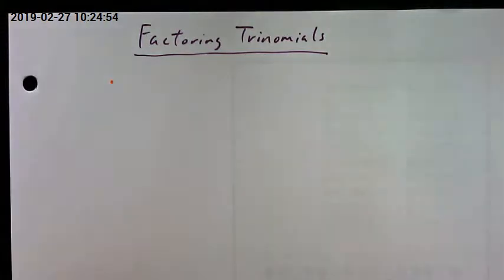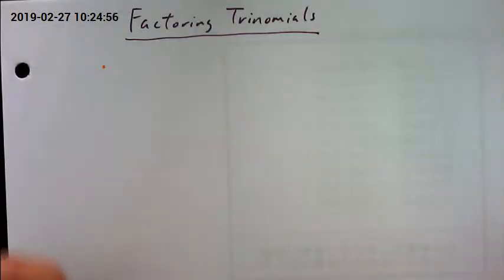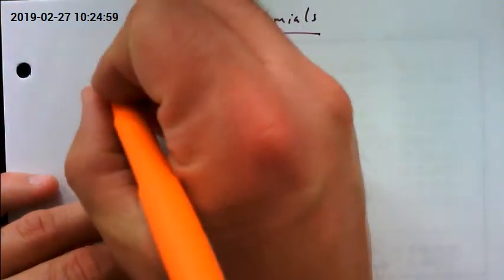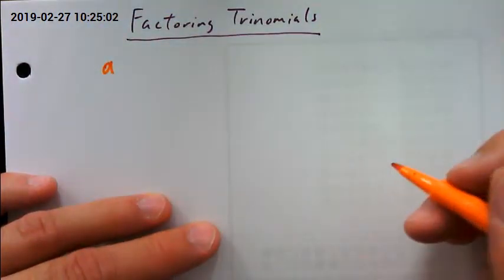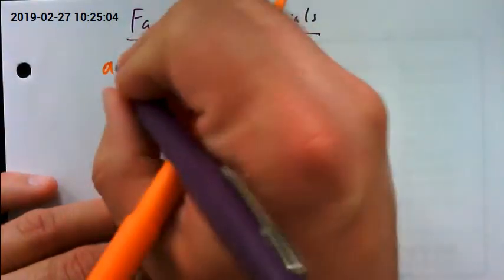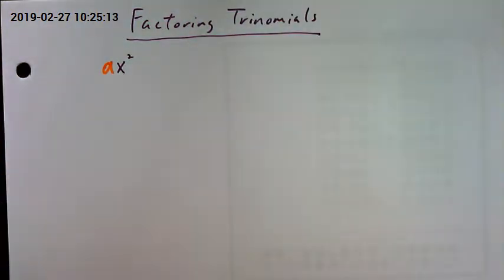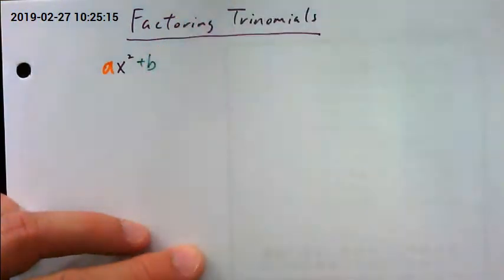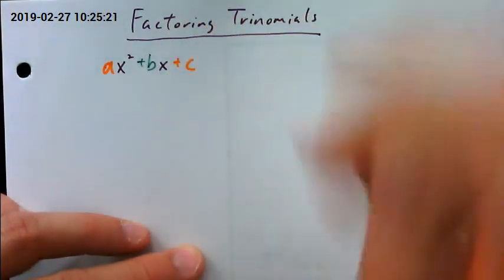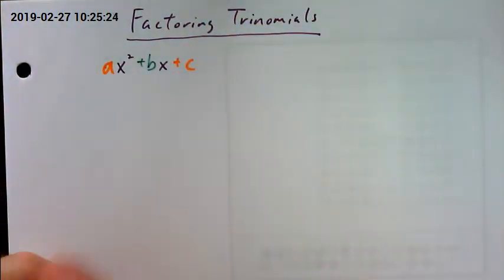All right, so factoring trinomials. Again, basically the same thing as factoring by grouping, except we're just doing extra steps. Normally when we factor a trinomial, we're given something in standard quadratic form: ax squared plus bx plus c. In this format, a, b, and c represent actual numerical values. The x's are where there's going to be variables.